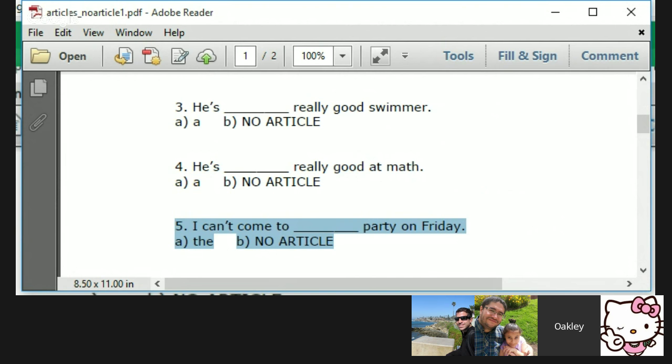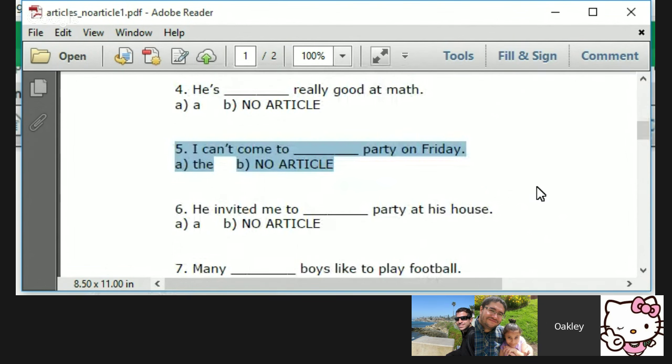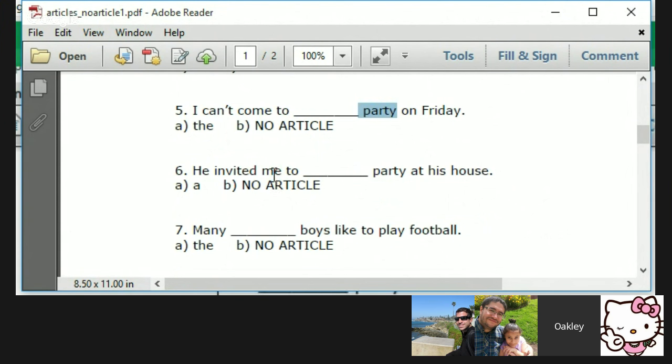Heidi, number 5. I can't come to the party on Friday. You're right, it's a specific party. It's on Friday. It's defined. Usually, always, if you have a relative clause, "the man who sold me the car is bald," relative clause, "who sold me the car," it's definitely going to be defined. Even if it's the first time you're mentioning the man, you're defining him in the sentence, so you're going to always use "the."